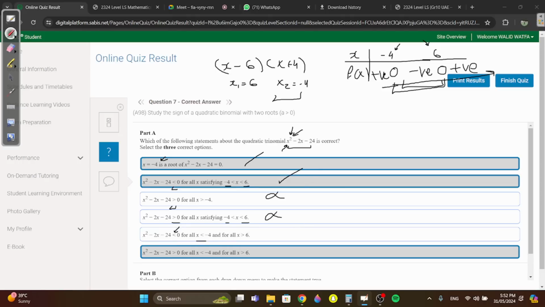Okay, is it less than 0 for all x before minus 4 and all x after 6? Let's see, before minus 4, let's look to the left. It's actually positive, right? So it's greater than 0. And then after 6, go to the right. It's actually positive. So it's greater than 0. So is it less than 0? No. It's greater than 0 for all x before minus 4 and all x after 6.